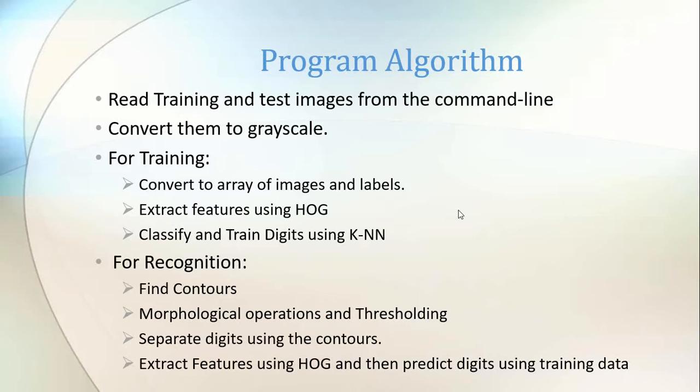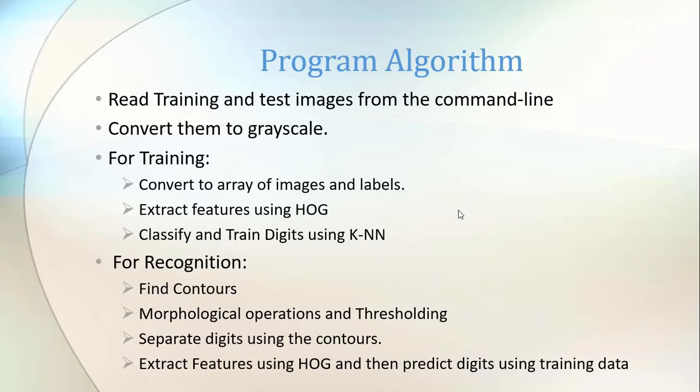Hence, there would be 10 different classes in our training data. Now, for recognition, we read the image, convert it into grayscale, and find the contours of the image. And then we pick each digit from the image, and we process each digit. So with the help of contouring in OpenCV, I have done this.